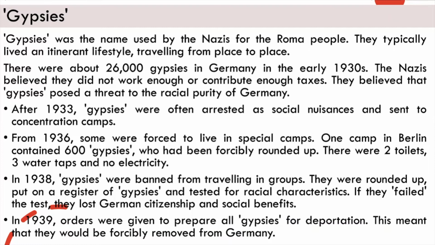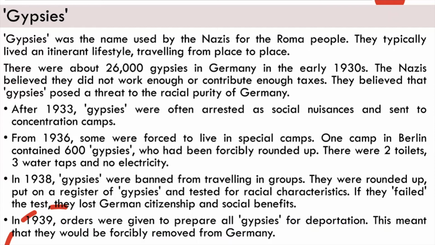After 1933, Gypsies were often arrested as social nuisances and sent to concentration camps. From 1936, some were forced to live in special camps. One camp in Berlin contained 600 Gypsies who had been forcibly rounded up. For 600 people, there were 2 toilets, 3 water taps, and no electricity.